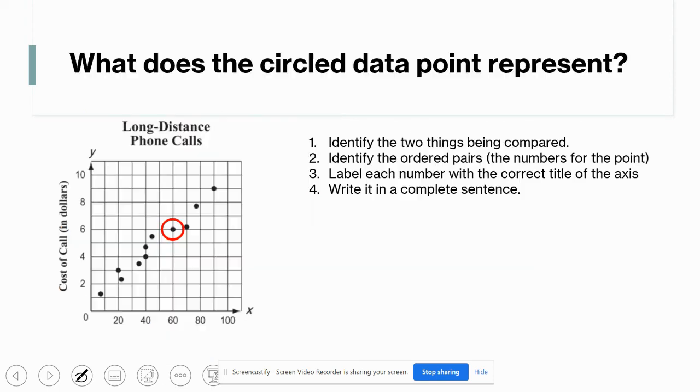Okay, so I have one more example to show you, and then you're going to do one on your own. It says, what does the circled data point represent? All right, so I have some instructions here. Number one, identify the two things being compared. So I'm going to do that. Notice that it's not on mine either. I cut it off. So this down here is number of calls.